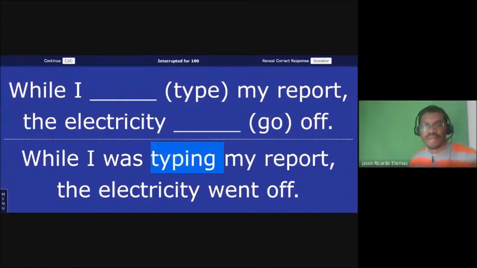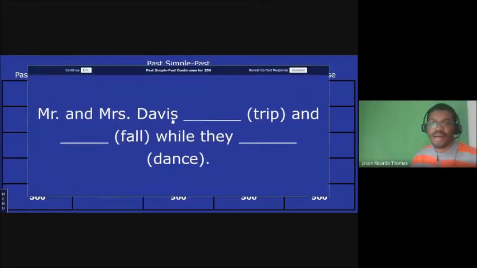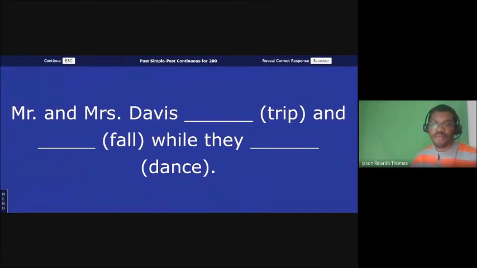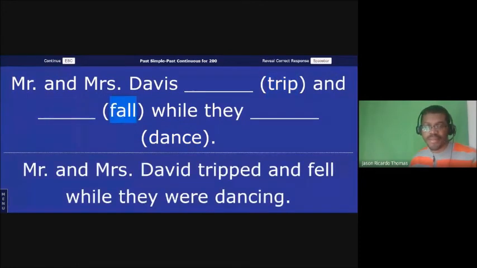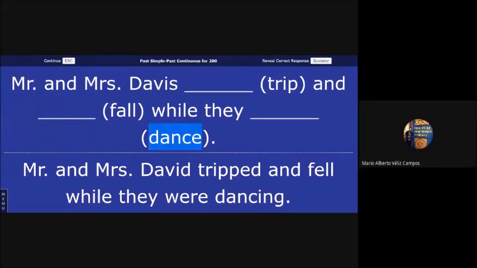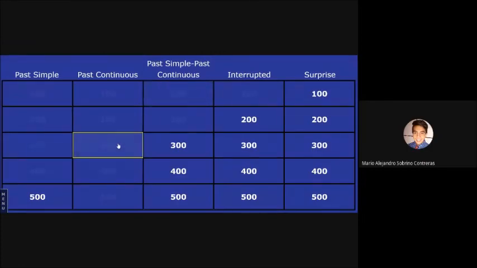All right. Battle of the Marios, Alberto. 200 continuous. Past simple and past continuous. Remember, before while, simple past, but after while, then comes ing. Mr. and Mrs. Davis was tripped. No. Simple past, while, past continuous. Okay. Try again. Mr. and Mrs. Davis tripped and fell while they were dancing. Tripped. Past simple, past continuous.